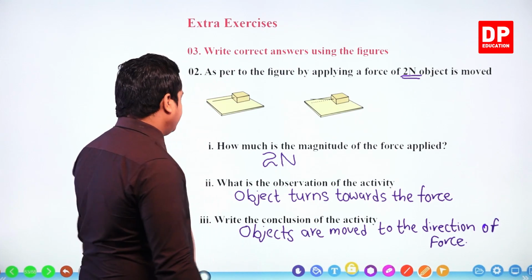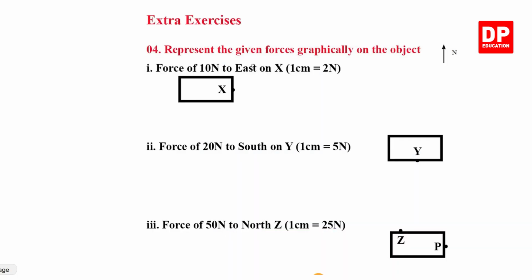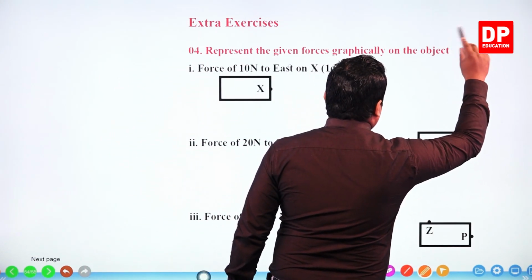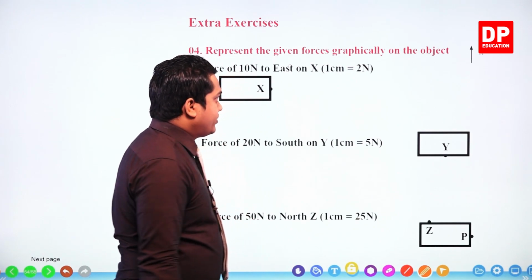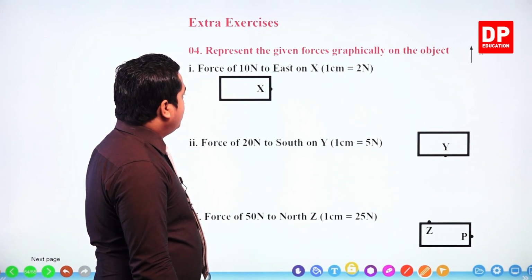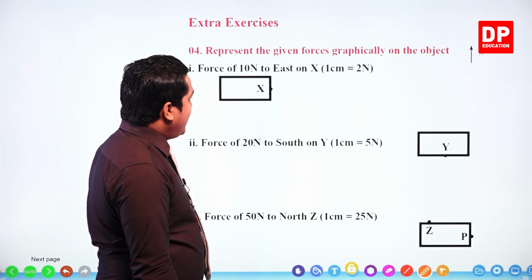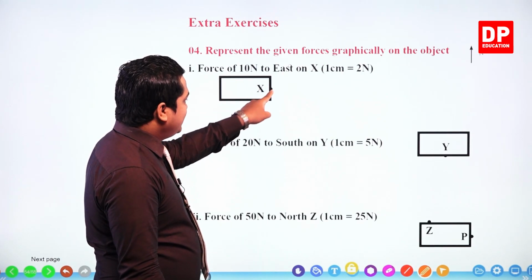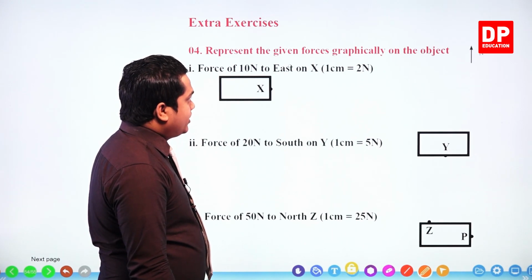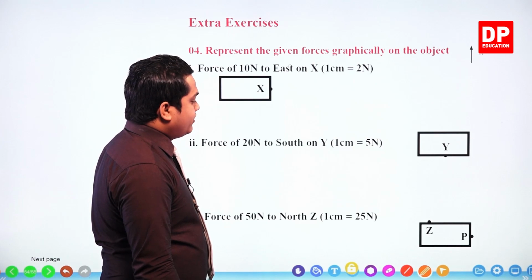Right then. Represent the given forces graphically on the object. So, you have to represent these given forces graphically on the object. Here the symbol is given that upward is the north. Number one, force of 10 Newton to east on X. Our point of application is here, you can see X. And it is given that 1 centimeter is equal to 2 Newton of force.